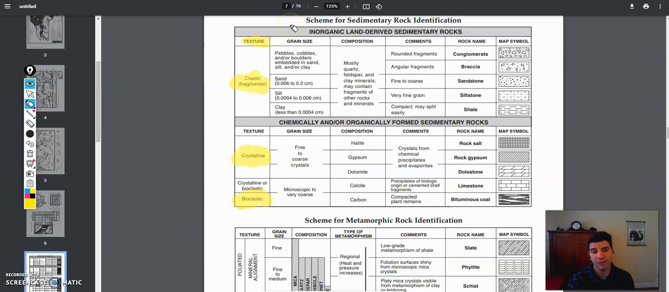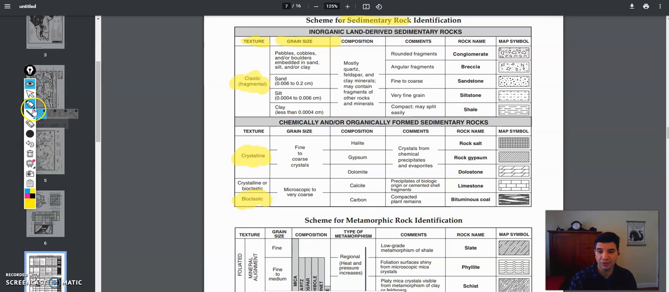Now, probably the most important thing with identifying these rocks is the grain size. So grain size is relating to how big the particles that make up these sedimentary rocks actually are. Now, if you remember, sedimentary rocks are made up of smaller rocks that existed before. Sediment, right? That all got glued together or cemented together.